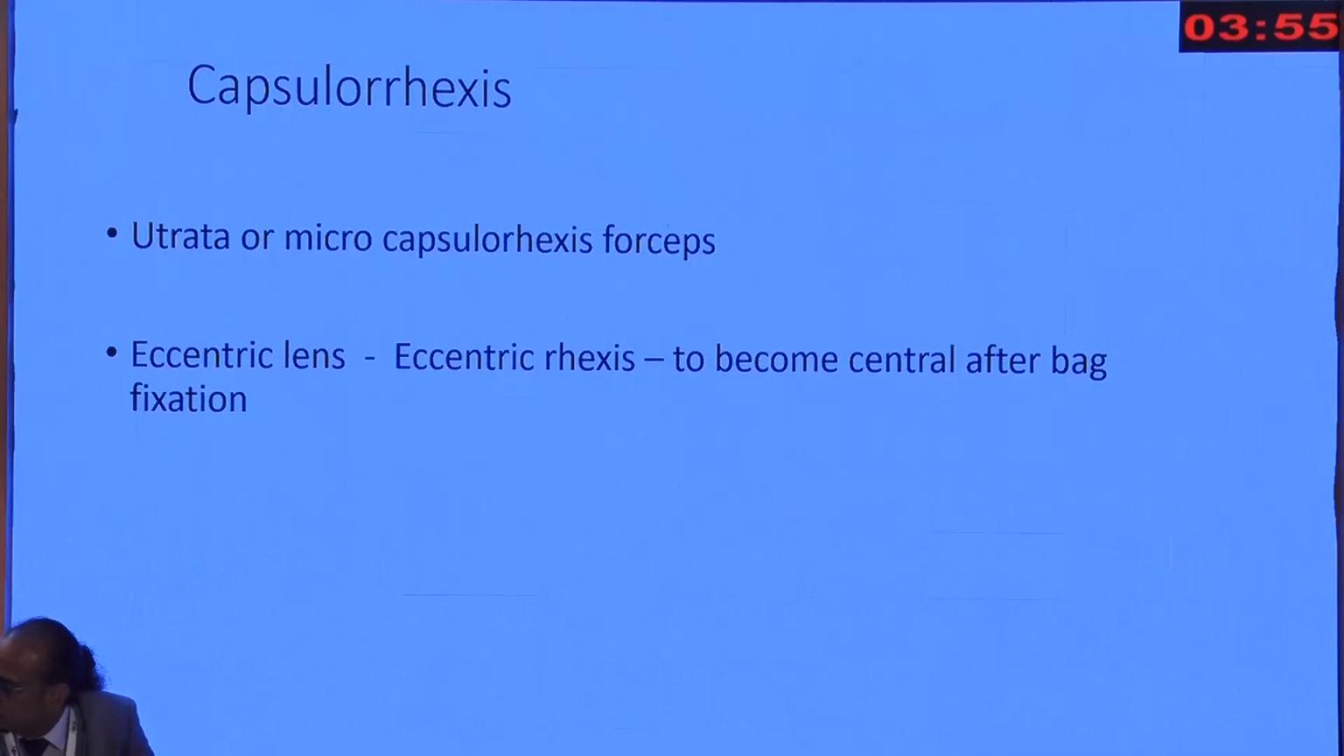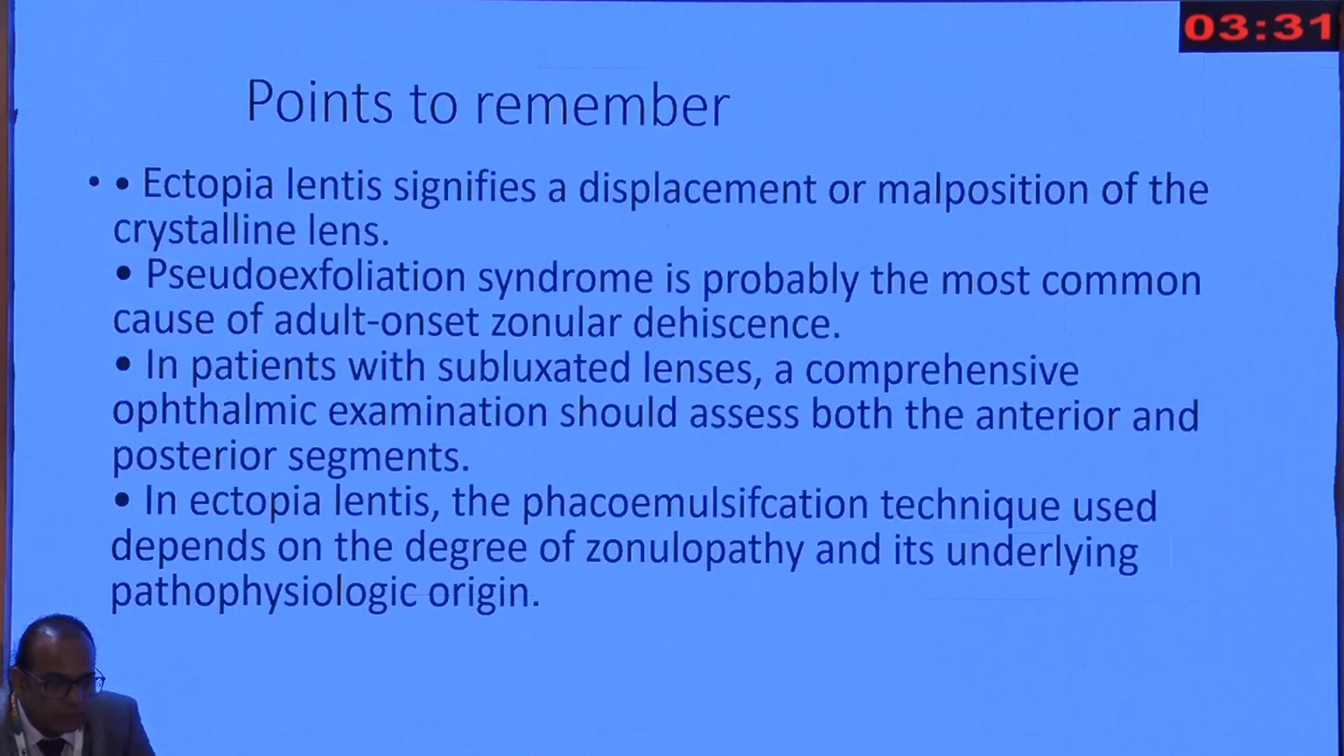And microcapsulorhexis forceps can be used through the side port, and also an eccentric rhexis if the lens is eccentric. Back fixation could be done with the CTR, or a capsular tension segment or Sioni segment sutured to the sclera, along with capsular and iris hooks.